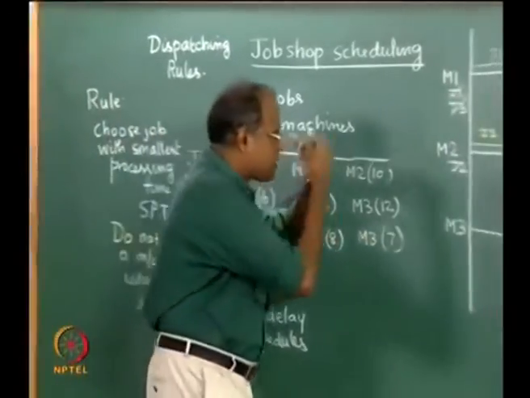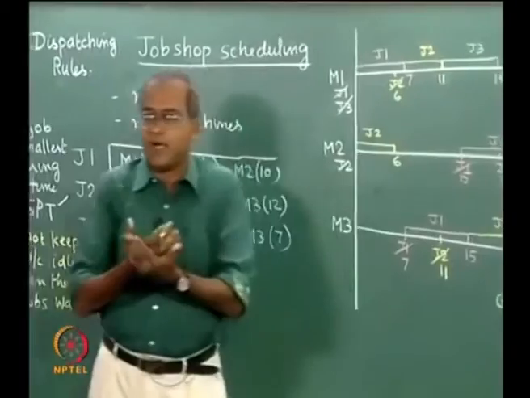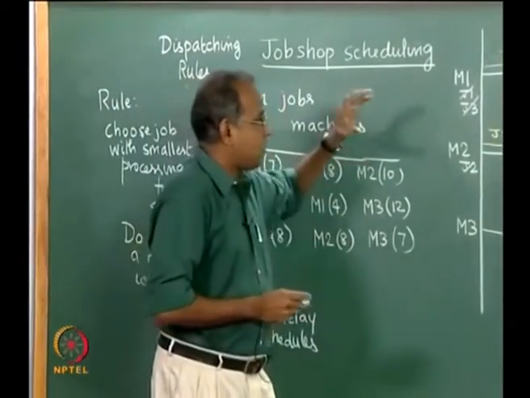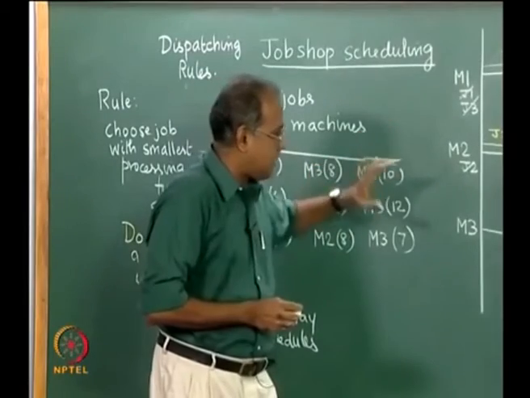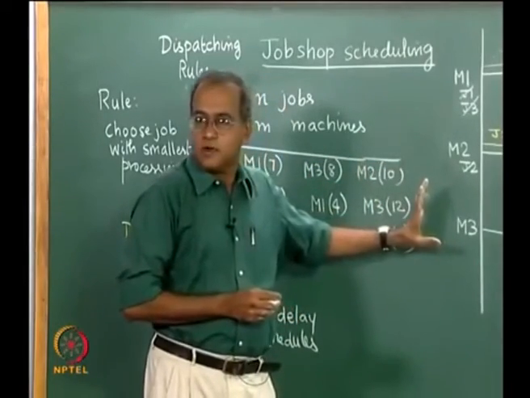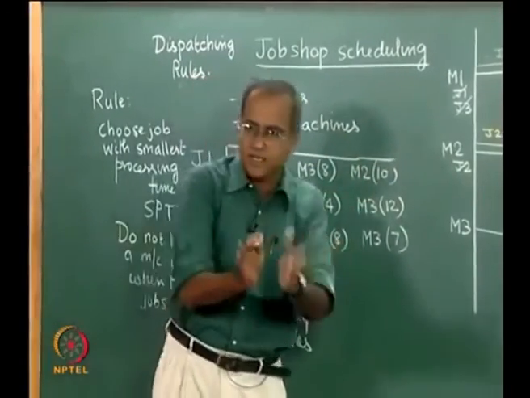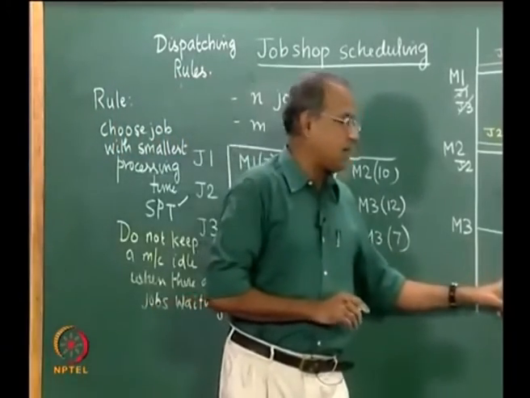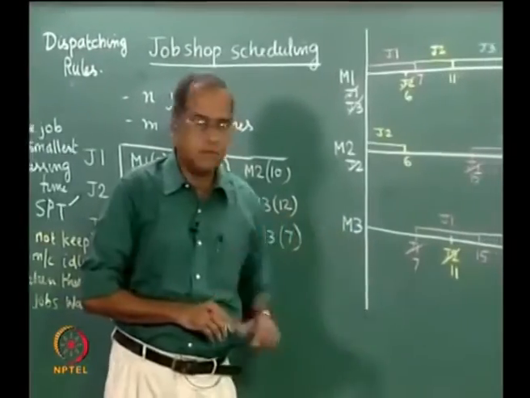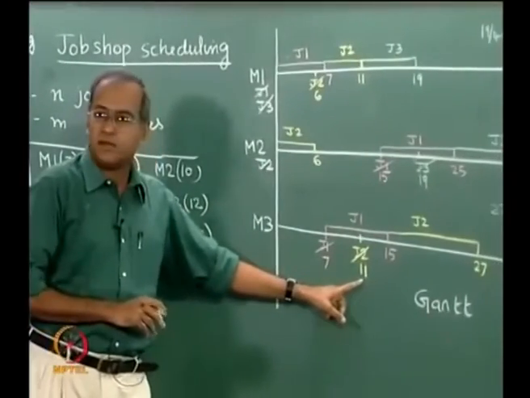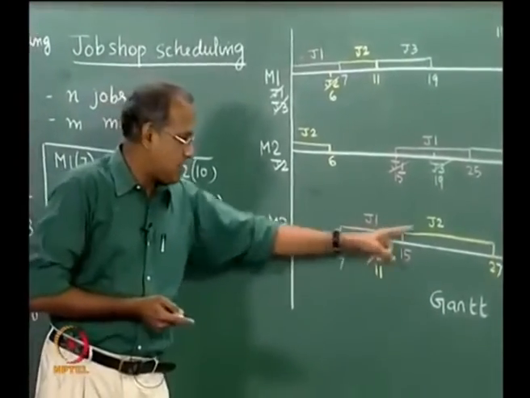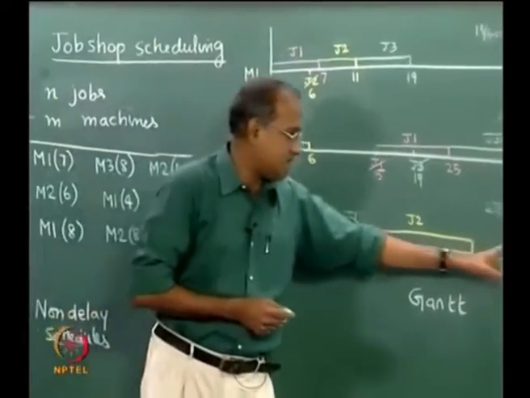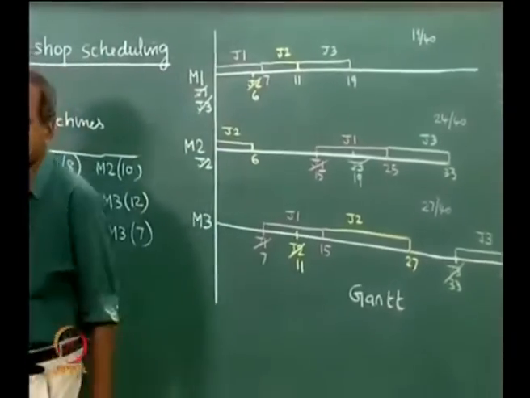So, if this schedule goes to an operator who is working on a machine, let us say we are looking at the operator who is working on M3. Now, based on this schedule, we will tell the operator that at time equal to 7, J1 will come, put J1 in. At time equal to 11, J2 will come, put J2 in as soon as you finish J1, and then J3 will come later and put it in.